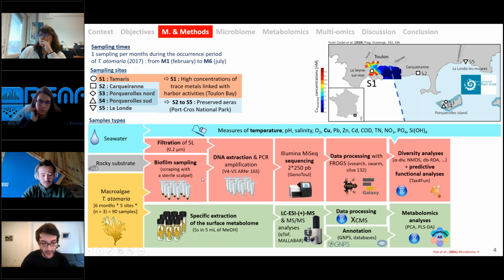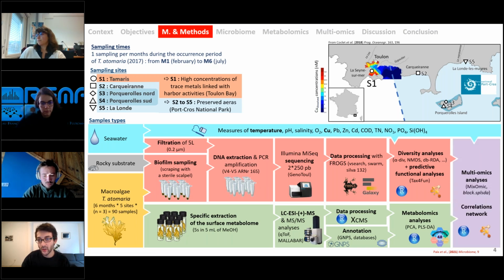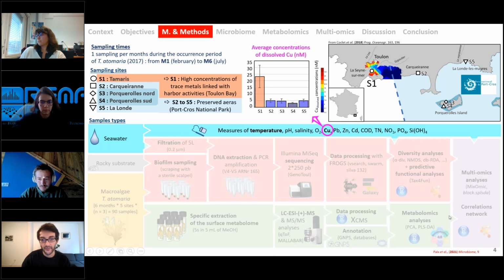And in parallel, we also performed a metabolomics approach to work on the surface metabolome of Taonia atomaria using LC-MS experiments. And the idea at the end was to combine all these different analyses using a multi-omics analysis and to correlate all the different types of variables. So as the first results, we can observe that there is a really high level of copper contamination in the site S1, located inside of Toulon, compared to the 4 other sites.